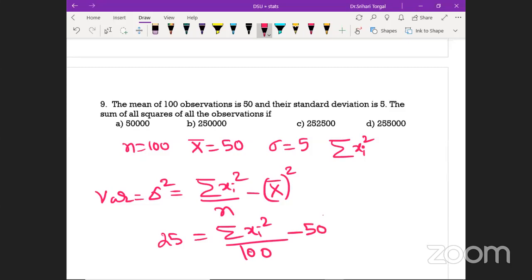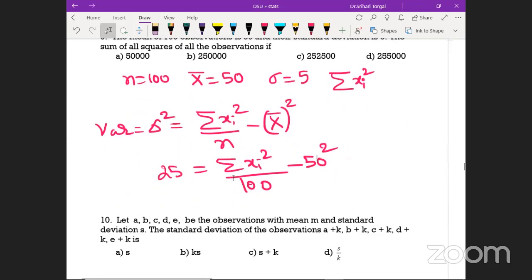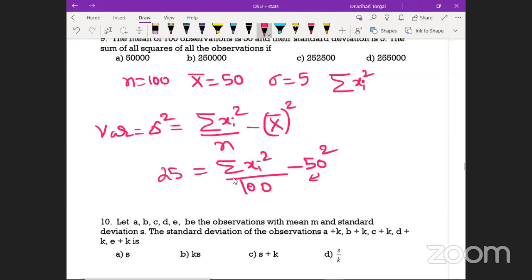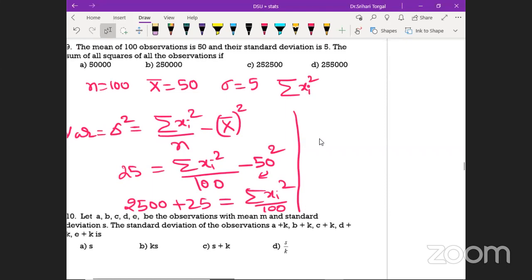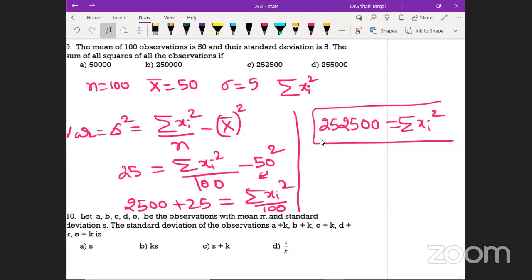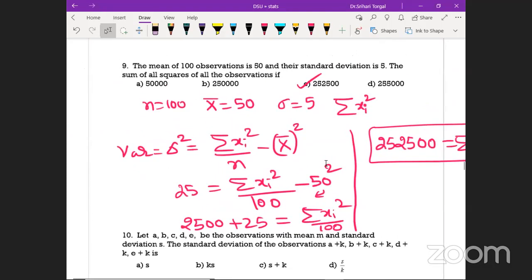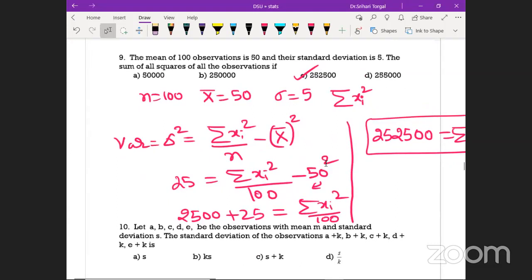100 minus 50 square. Now, if you shift this 50 square to the other side, 5 square is 25, double 0, so 25 plus 2500 is equal to sigma xi square divided by 100. You add these two, 25 and 2500, which is equal to sigma xi square. This is the data, 25,250. Option C is the right answer. You have to remember this formula also: sigma square is equal to sigma xi square divided by n. Right?